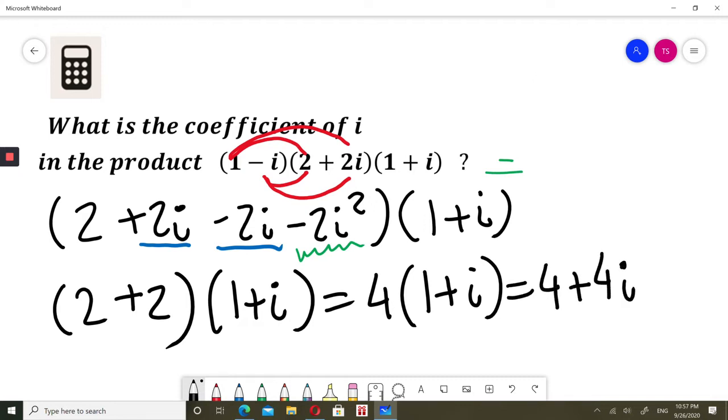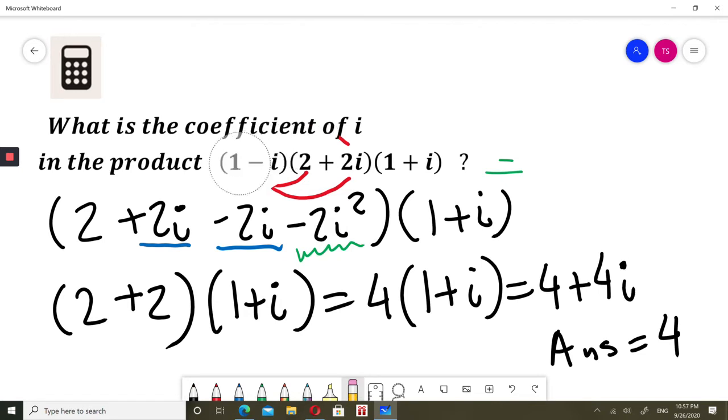The question was, what is the coefficient of i? So the coefficient of i is just 4. Answer is equal to 4. We could say that the imaginary coefficient is equal to 4. Okay, I did it.